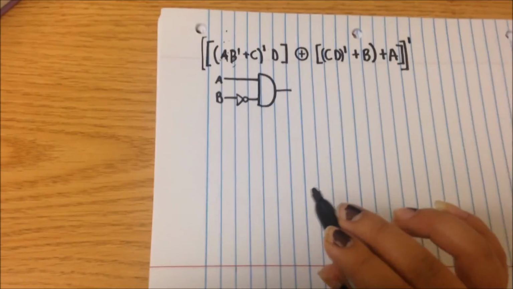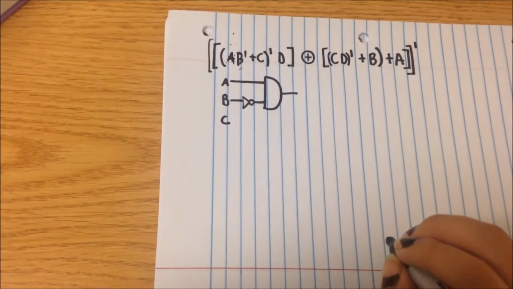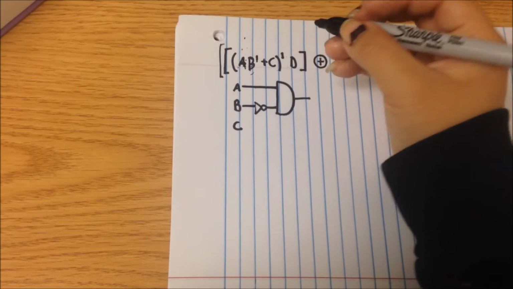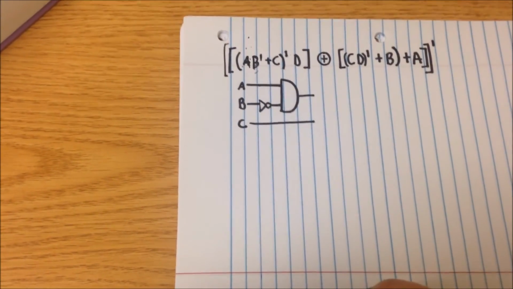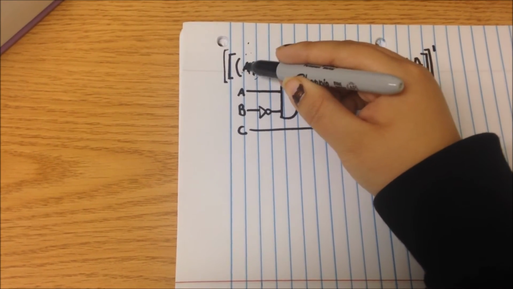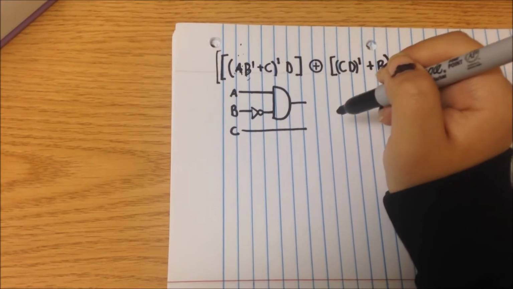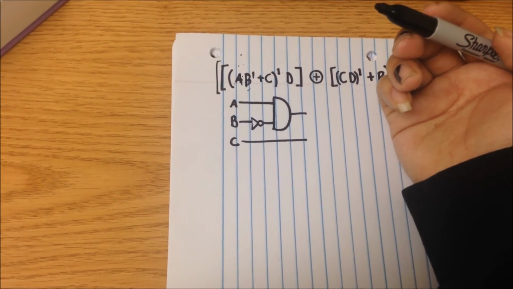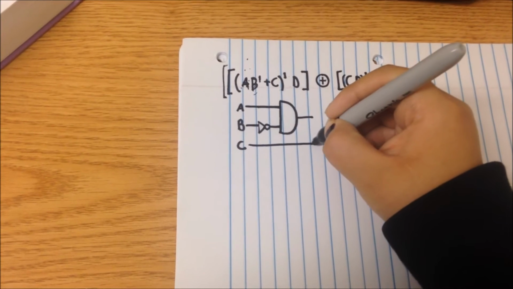Now, you have C, and C is a different one, so let's put C right over here. In C, it isn't prime, so we don't have to worry about that. So let's bring that all the way over here. Now, my one question is: since A and B prime here is your AND gate, what is this plus? This plus translates to what logic gate? It would be your OR gate. So you have it right here, your OR gate.